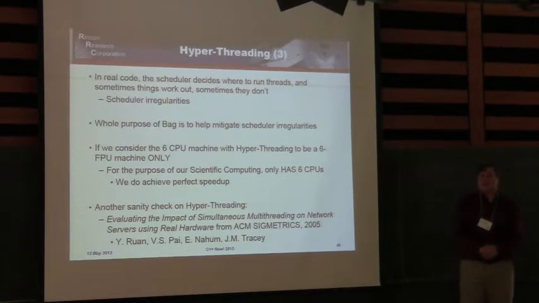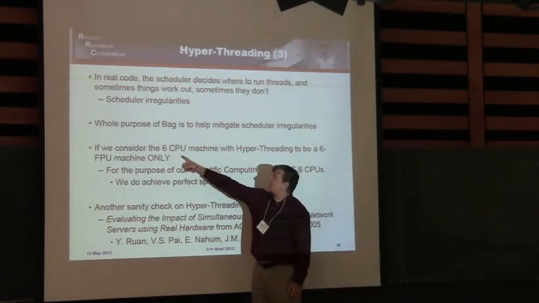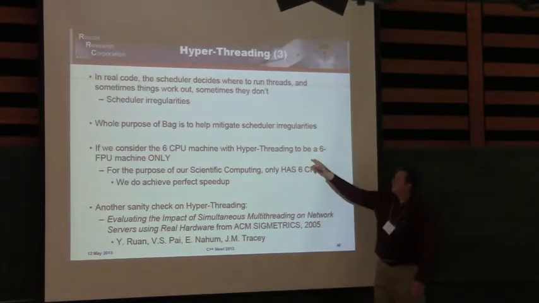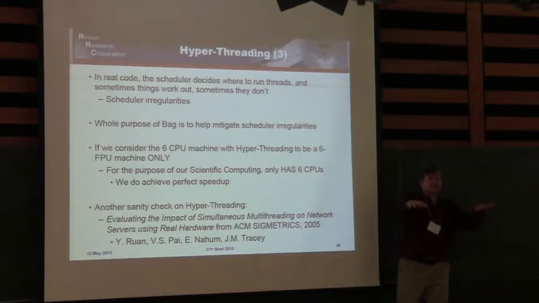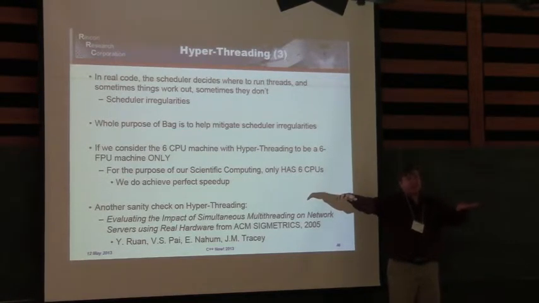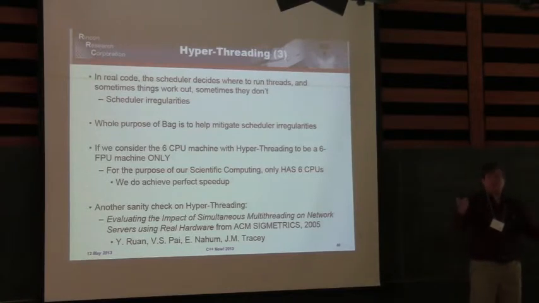And so what do we do with the problem? It was saying that our code isn't thread neutral up to 12 processors. We redefine the problem. We cheat. We say, if we consider this 6-CPU machine with hyperthreading to be a 6 floating point unit machine, there's only 6 floating point units in our machine. So we can't ever do any better than 6x.